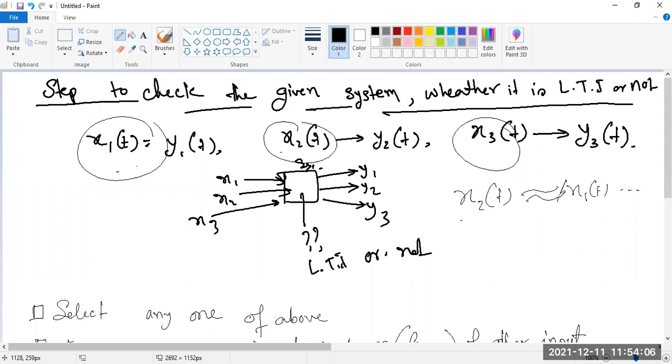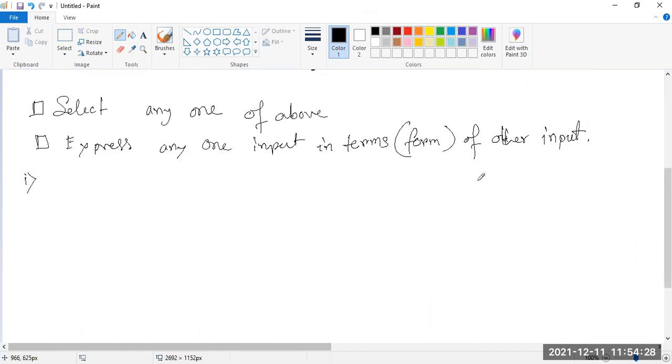You may apply amplitude scaling, or time shift, anything. Then you can find the y. If this is the same, then it will be LTI. Otherwise, this system is not. This is linear, but this is not time invariant. This is time variant.